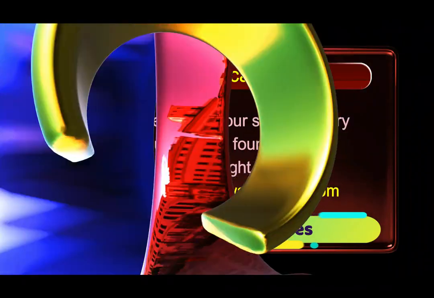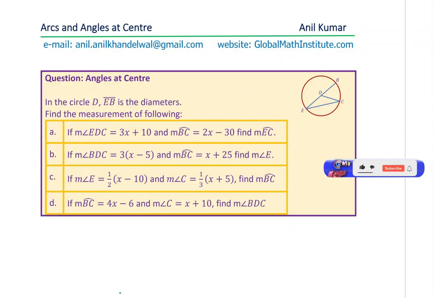Let's now begin with the solutions. Here is a question based on angles at the center. It is based on this particular diagram where in the circle D, EB is the diameter. So we are given the diameter EB. Find the measurement of the following.